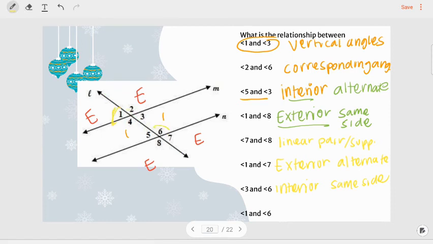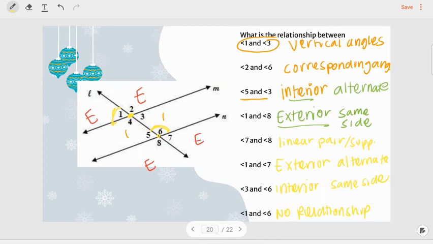And angle 1 and angle 6. One's on the interior, one's on the exterior. Well, the only time I have that going on is maybe they're vertical. Well, they don't share an intersection, so vertical is out. Are they corresponding? If I were to pick this intersection up and set it, does one land on top of 6? No, so it's not corresponding. And a linear pair, are they on the same line? No, they're not even on the same line, so this would have no relationship.